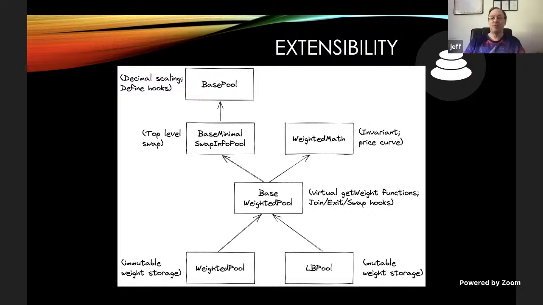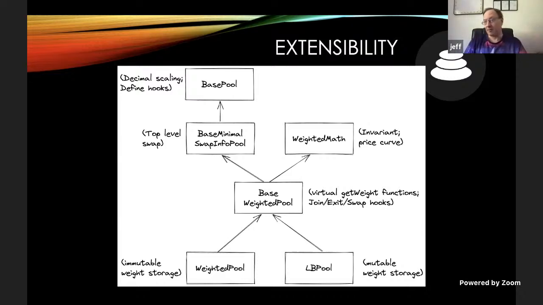So if you wanted to make a new pool type which had mutable weights, you could simply derive from base weighted pool, and you would have all the stuff above it, reuse all that for free, and you have a very small implementation. The base layers do all the hard stuff for you, all the invariant price curve. You don't want to have to duplicate that. It's already pre-done, pre-audited. Things like token decimal scaling. If you didn't use this whole mechanism, you would have to do all that yourself.